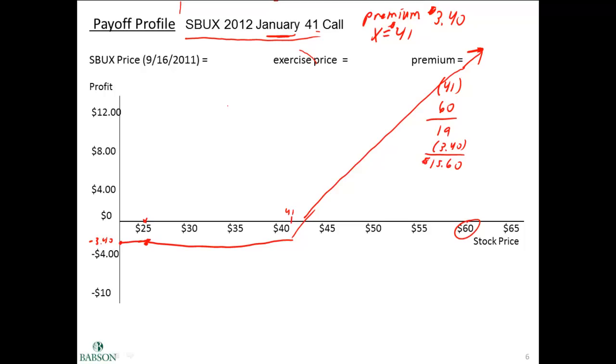Let's do another one. Let's say you wake up and Starbucks is selling for $45. Well, you own the right to buy it for $41, and you do that, and then you turn around and you sell it, which allows you to pocket $45. That's what it's selling for in the market. So you earned a payoff of $4, but again, it costs you $3.40 to buy the option. So you end up with a profit total of only about 60 cents. And that's what this, drawn to scale, would reflect.